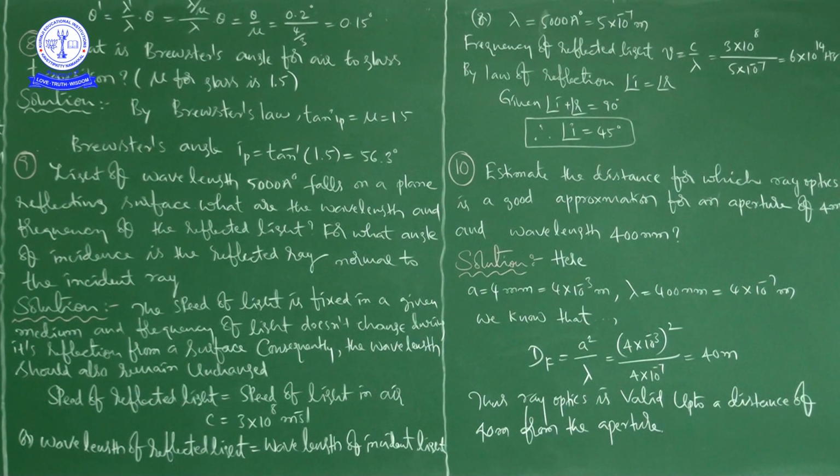That is, it doesn't change. Why? Because frequency depends upon the source of light, not on the medium. That's why frequency is constant, and in one particular medium the speed of light is constant, so wavelength will not change. Wavelength changes when light travels from one optical medium to another optical medium.